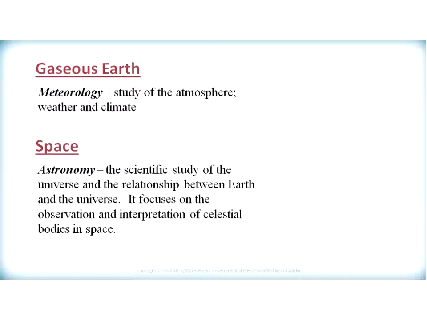The gaseous Earth is the layer of Earth that surrounds the solid Earth, and we commonly refer to it as the atmosphere. Meteorology is the study of the atmosphere and all of the weather and climate that's included in the atmosphere. Space is the study of all of the environment outside of Earth. This study is primarily called astronomy. Astronomy includes the scientific study of the universe and the relationships between Earth and the universe. It focuses on the observation and interpretation of celestial bodies in space.